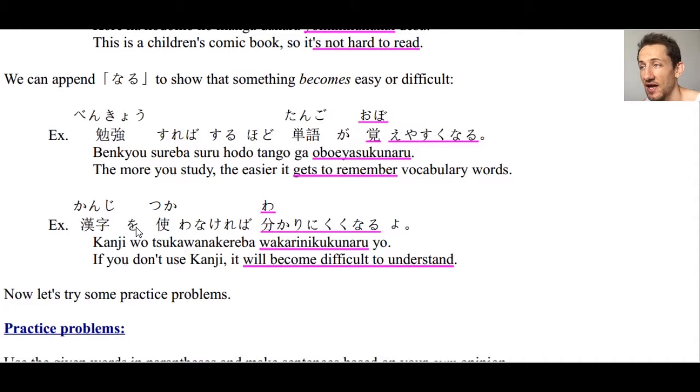Or we could say 漢字を使わなければ, so if you don't use kanji, わかりにくくなるよ. So we have わかりにくい. We want to append なる. So we get わかりにくくなる. Will become difficult to understand. So we can see we have this very simple expression here becomes this very long expression in English. わかりにくい, わかりにくくなる, will become difficult to understand.